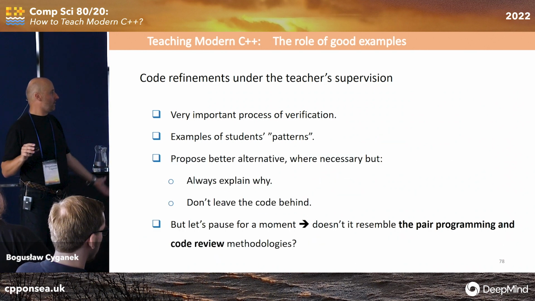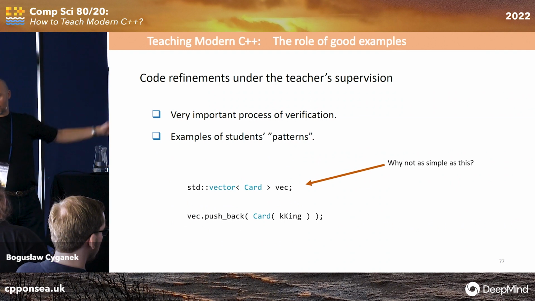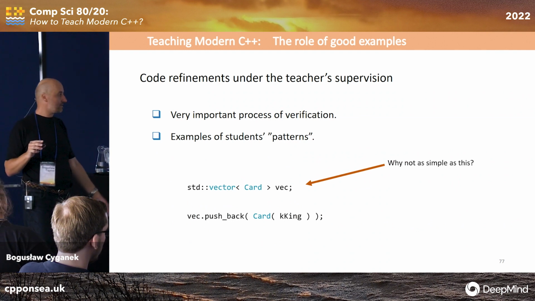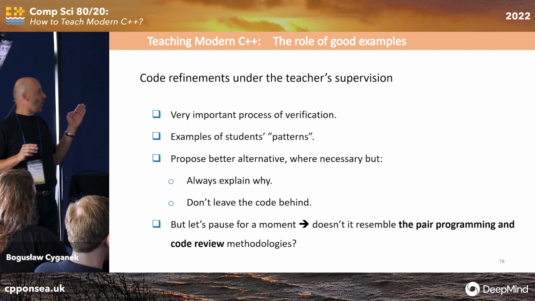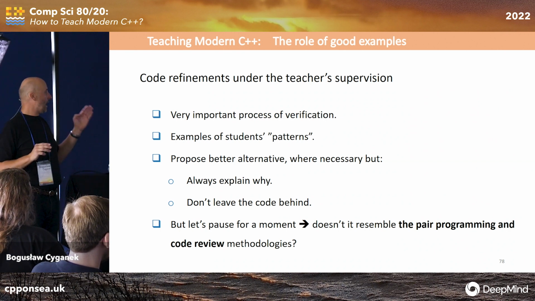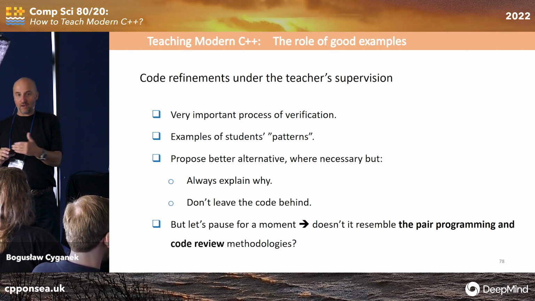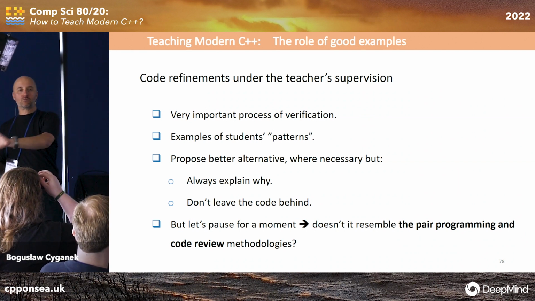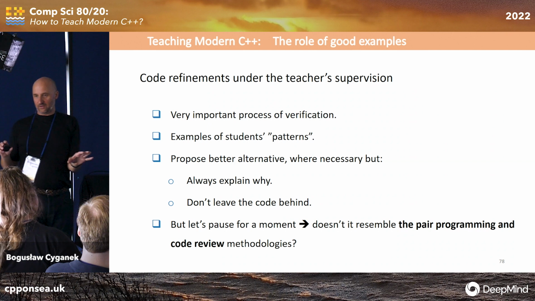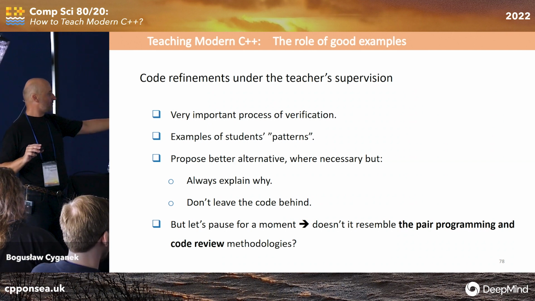But we can make a vector of int, so we can make a vector of cards like this. It can be simple, yeah? So propose a better alternative when necessary. Always explain why. And don't leave the code behind. So explain why this reference didn't work and so on. Not, okay, it should be this way. Why? Because I'm your professor. And pause for a moment.